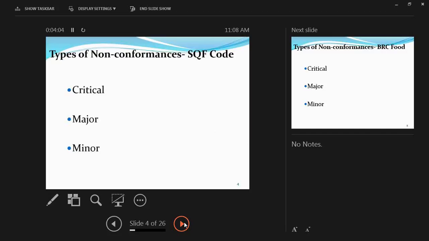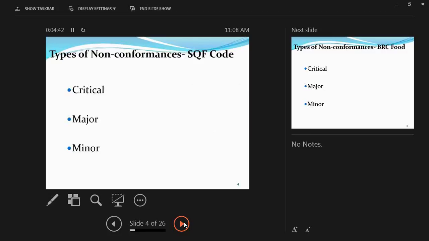Nonconformities against the SQF code are defined as follows, as shown on the slide. A critical nonconformity is a breakdown of controls at a critical control point, or a prerequisite program, or other process steps and judged likely to cause a significant public health risk and/or where product is contaminated. There is a serious food safety issue. Then it becomes a critical nonconformity.